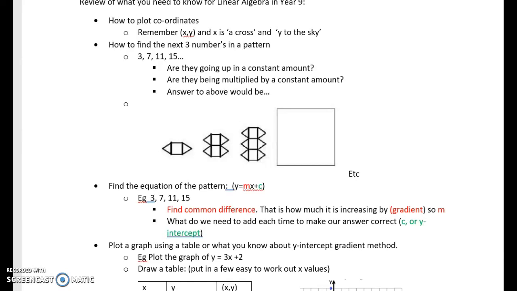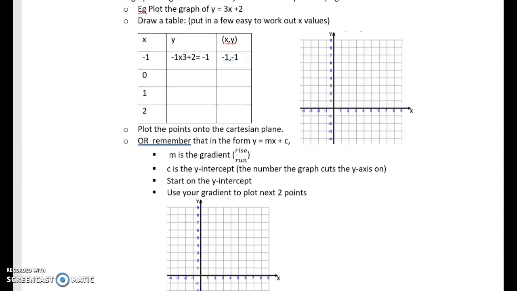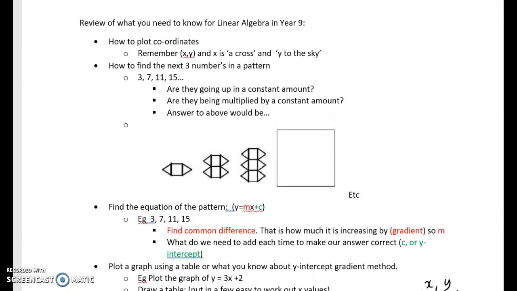Now remember, coordinates have an x value and a y value. The x is the across and the y is to the sky. So if I was going to plot the point 3, 2, this will be my x value and that'll be my y value, in the same order that we'd say the alphabet. X is across and y to the sky, so it's going to be 3 across and 2 up, and that's how I could plot my little point. Okay, so remember how to do that for your coordinates.